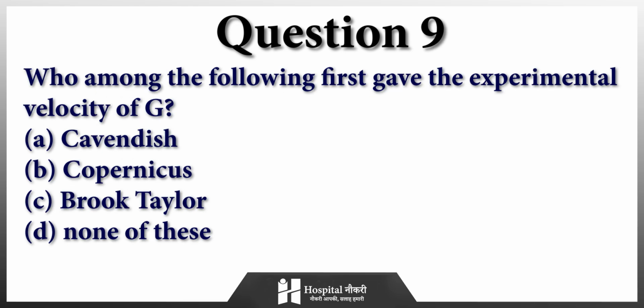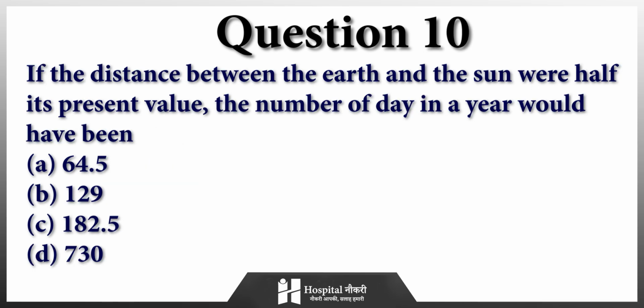नेक्स्ट क्वेश्चन इज, हु अमंग द फॉलोइंग फर्स्ट गेव द एक्सपेरिमेंटल वैल्यू ऑफ G? Options are A Cavendish, B Copernicus, C Brook Taylor, D none of these. Correct option is Cavendish.